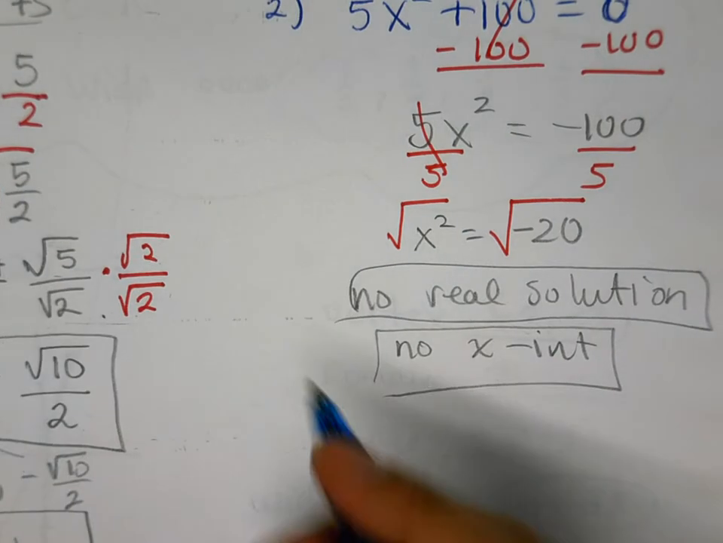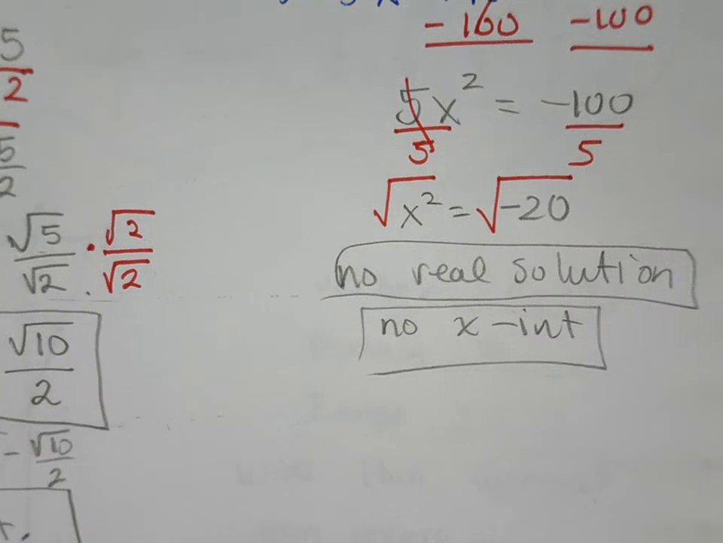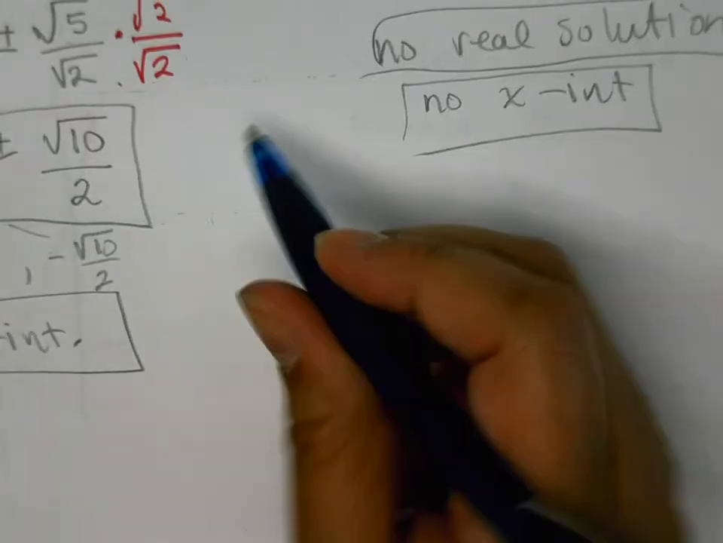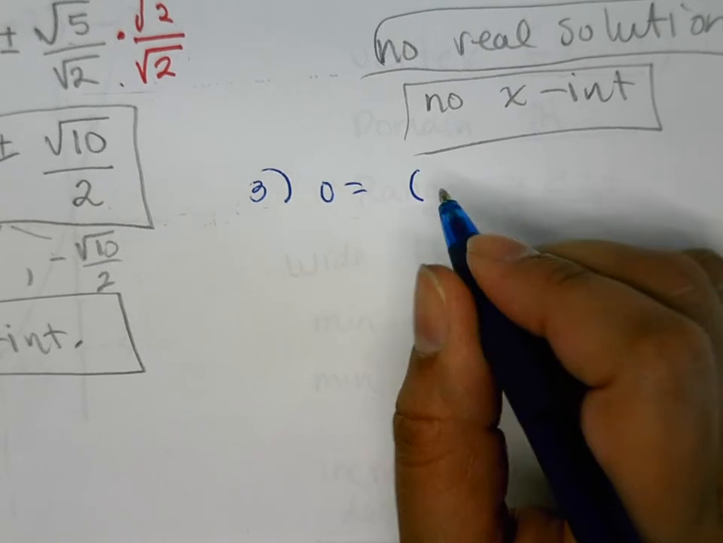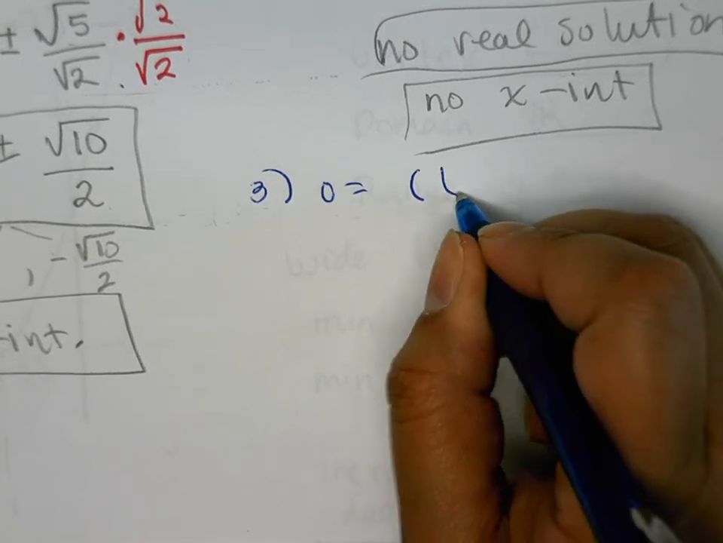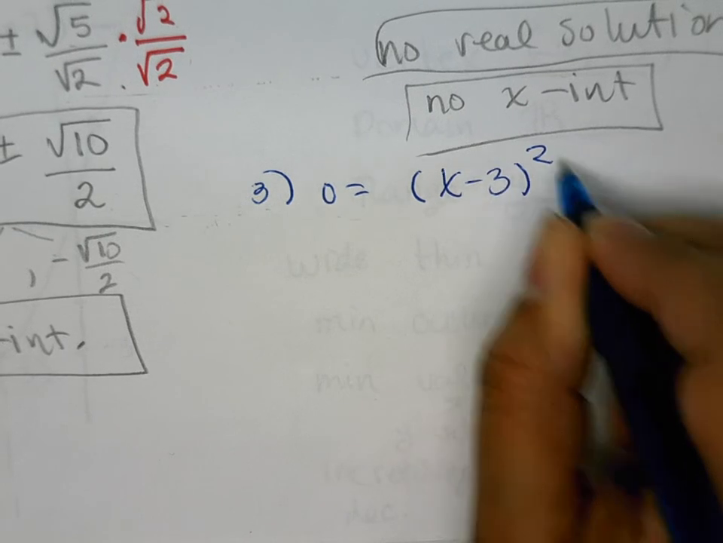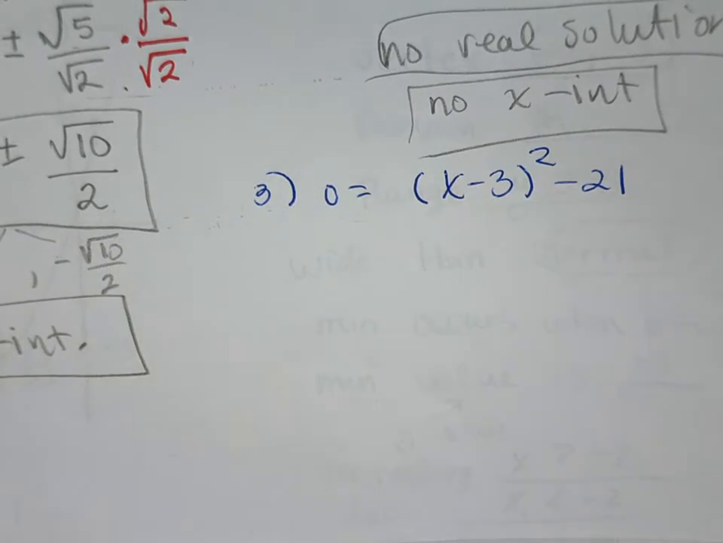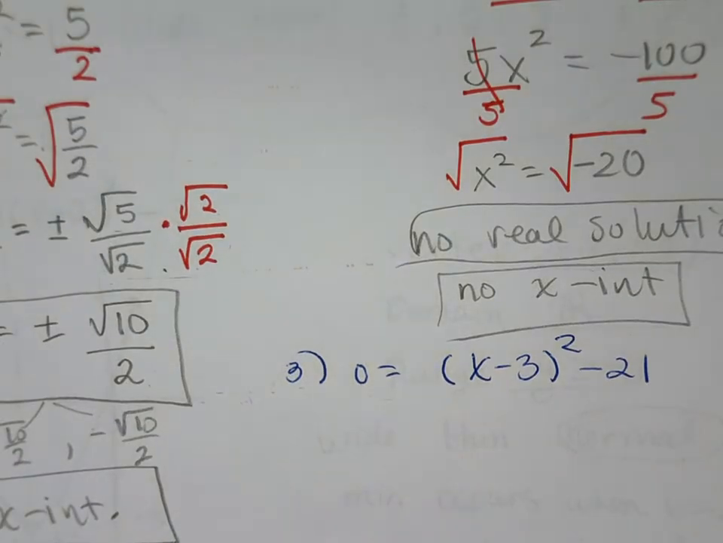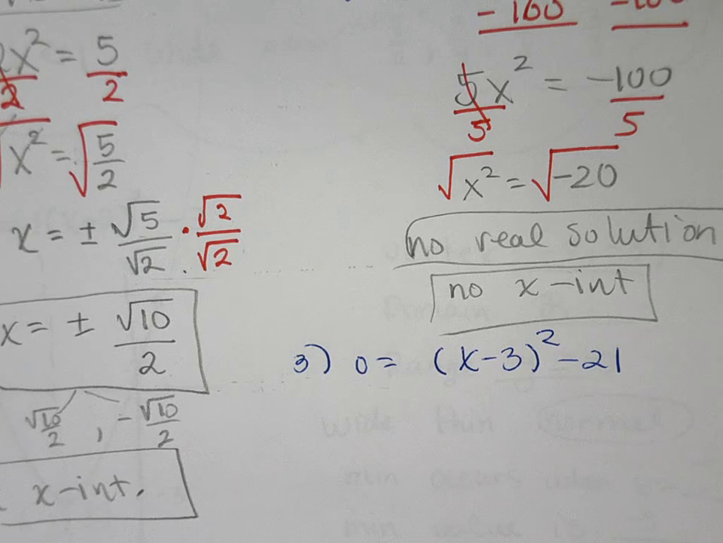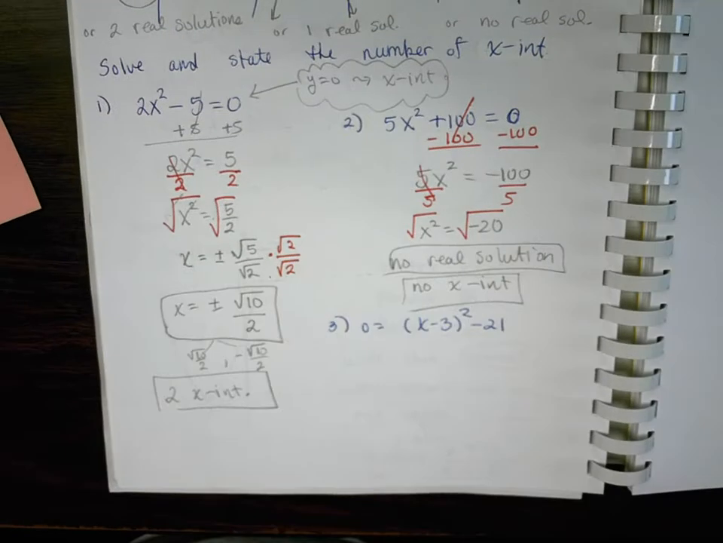Number 3. 0 equals parentheses x minus 3 close parentheses squared minus 21. Okay, what's a little different about this one? Parentheses. It still has the 0, but it does have parentheses now. I'm just going to cover this for right now.